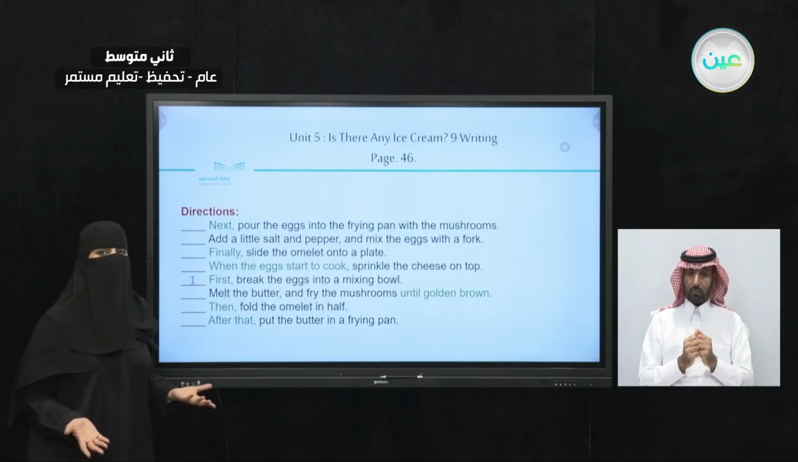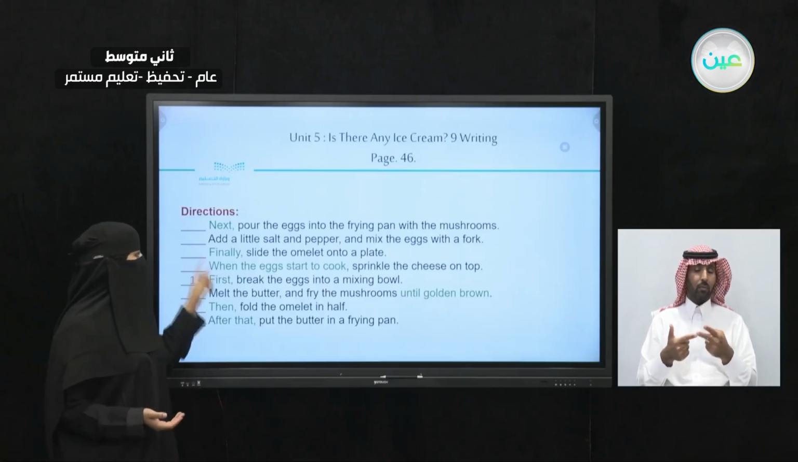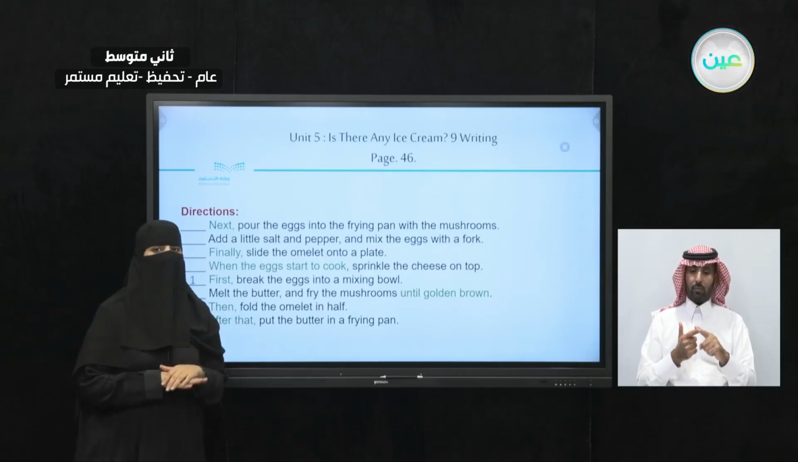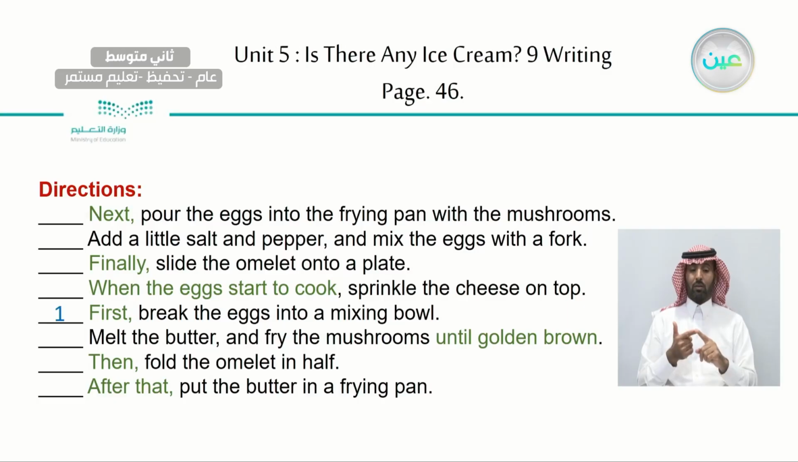Now, what is next? What are we going to do? Let's read the sentences with a sequence word, but we're not going to choose finally because finally is the last step. So here let's read this. Next, pour the eggs into a frying pan with the mushrooms. Add a little salt and pepper and mix the eggs with a fork. Finally, it's not finally, so we're not going to choose finally.